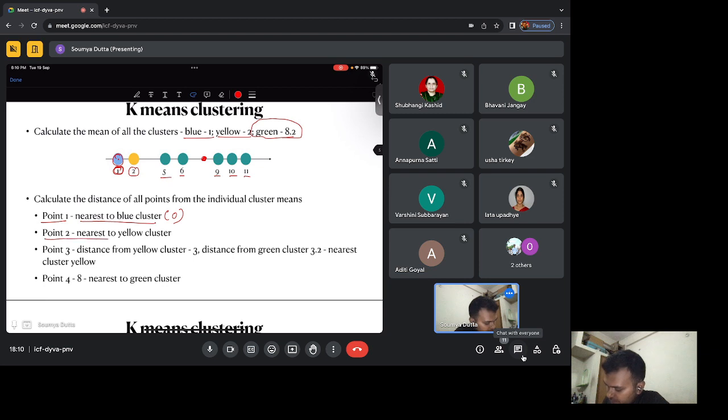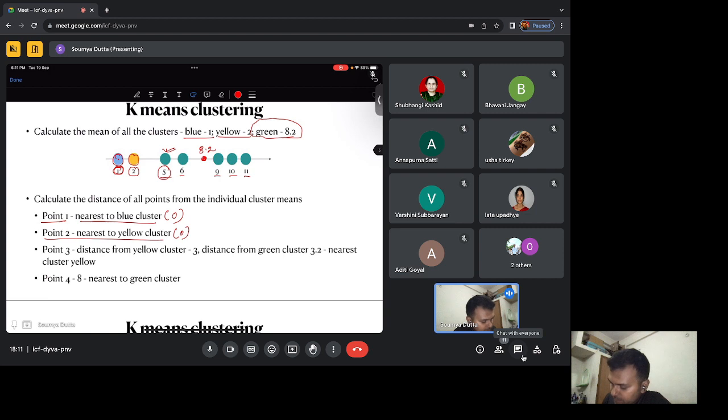Similarly, point 2 is nearest to the yellow cluster because there is only 1 point in the cluster and the distance is also 0. Now let's come to the point 3. The blue cluster center is at 8.2 and the yellow cluster center is at 2, and this point is actually at 5.